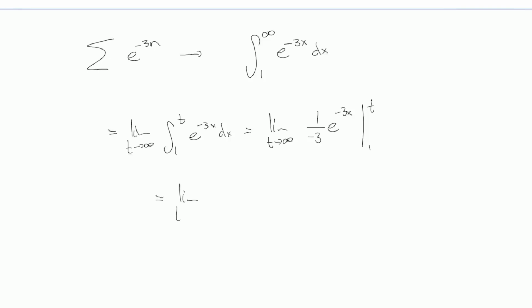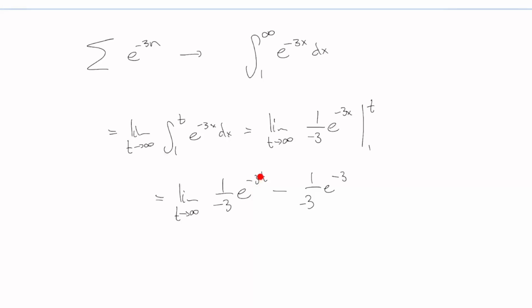All right, then we plug in the t and the 1. We get the limit as t goes to infinity of 1 over minus 3 e to the minus 3t, minus 1 over minus 3 e to the minus 3 times 1. I don't really care about this; that's just some number, whatever it is. What I care about is this: does this go to 0 or does it diverge?